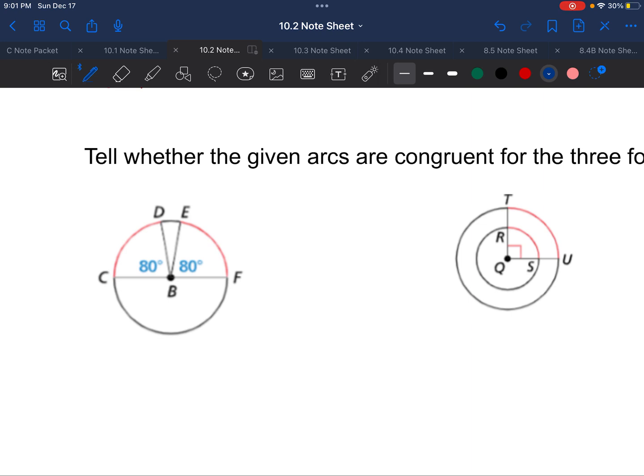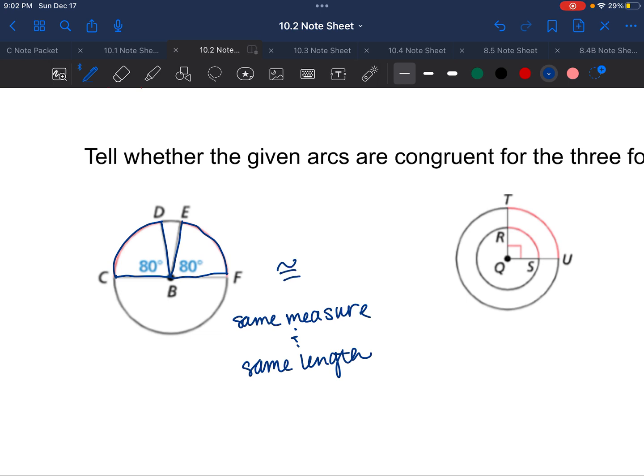So here in this circle, we're using the same circle, so that helps. These two arcs, CD and EF, have the same measure, right? They are both 80 degrees. And they also have the same length. We know they have the same length because they cut this circle into the same fraction, the same sized part, because they're both 80 degrees out of 360 degrees. So these arcs are congruent.